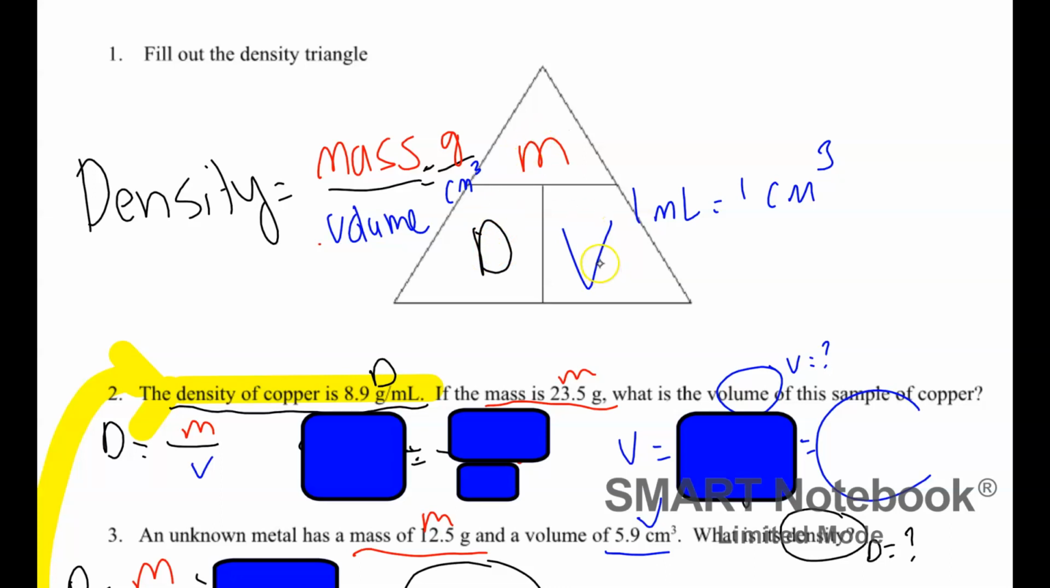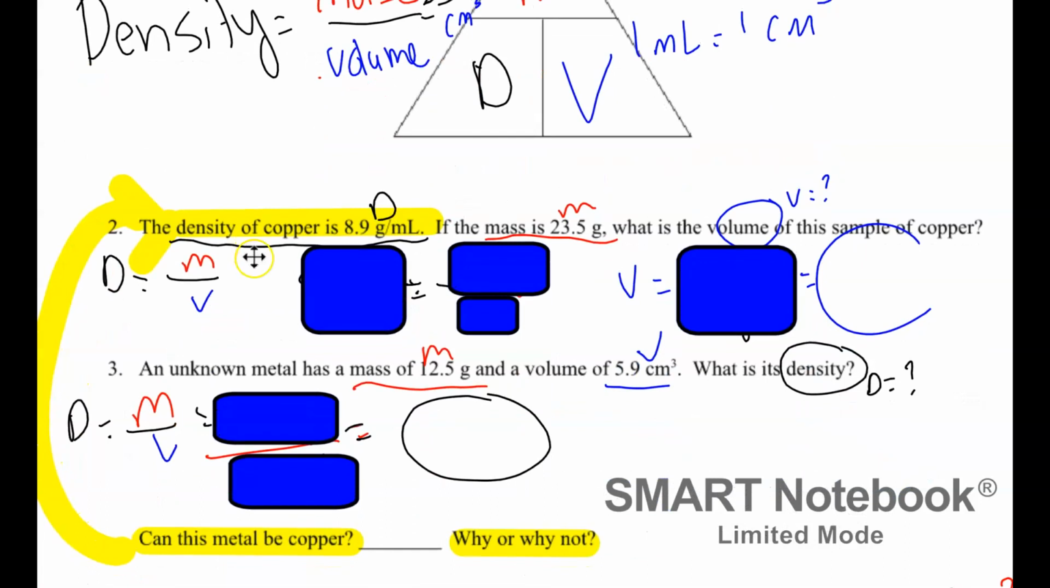So density is mass over volume. If you're solving for mass, it'll be density times volume. If you're solving for volume, it'll be mass divided by density. Okay, problem number 1. The density of copper is 8.9 grams per milliliter. So I want you to underline that. We're going to label that D for density. The mass, M, is 23.5 grams. What's the volume? So V equals question mark of this sample of copper.